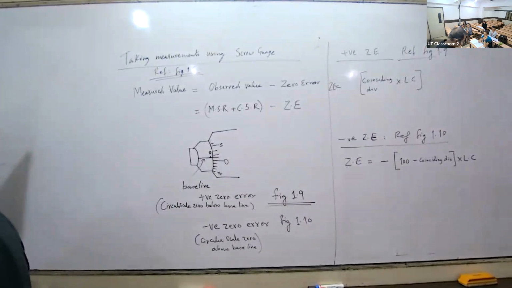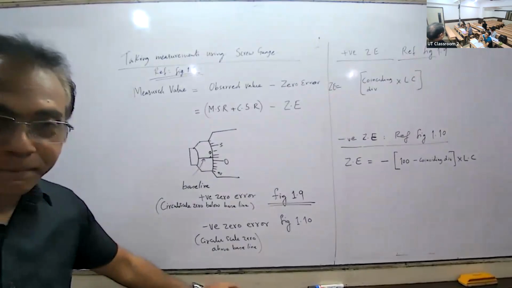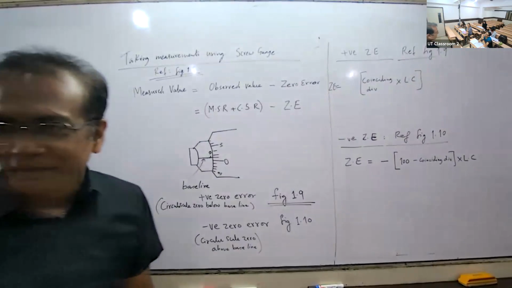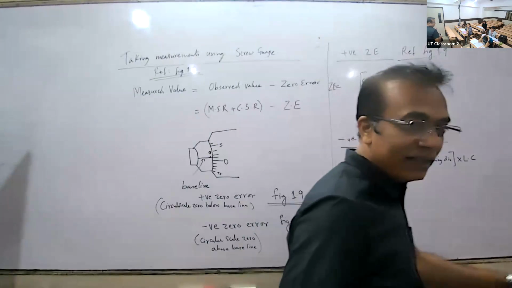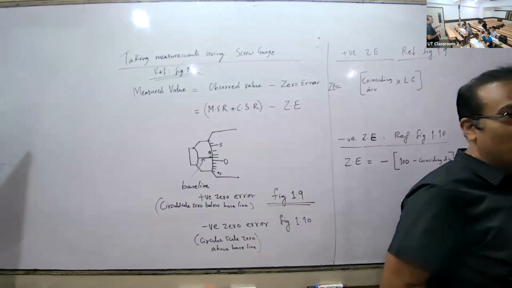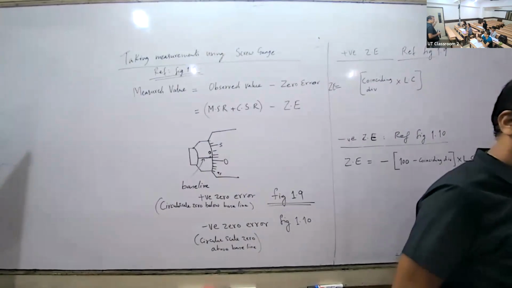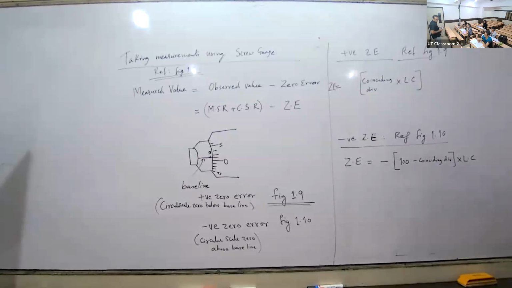And what is the principle of vernier calipers? N divisions on the vernier scale are equal to n minus 1 divisions on the main scale. All right.